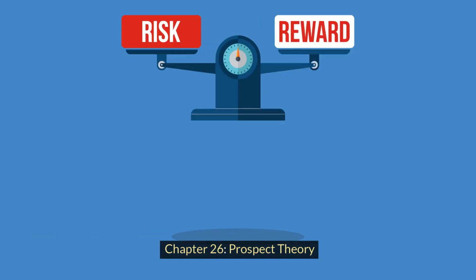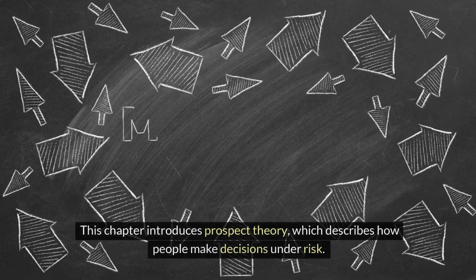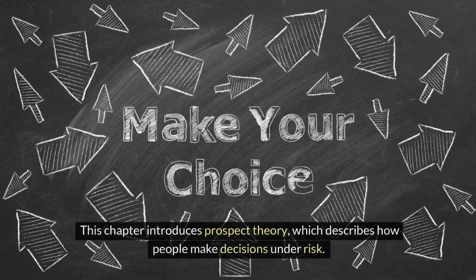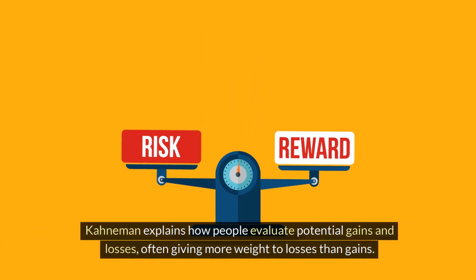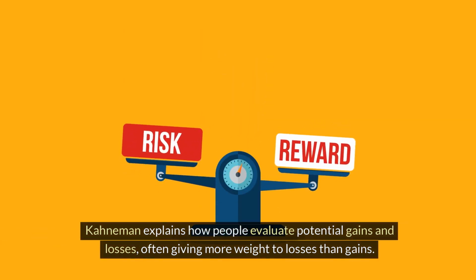Chapter 26, Prospect Theory. This chapter introduces prospect theory, which describes how people make decisions under risk. Kahneman explains how people evaluate potential gains and losses, often giving more weight to losses than gains.